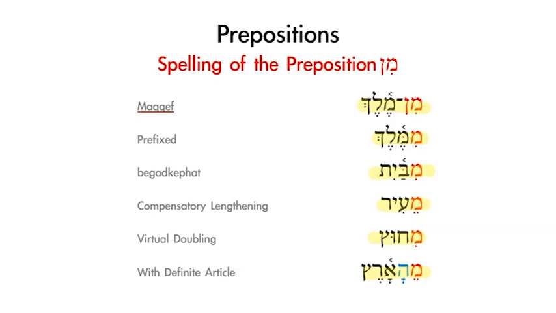Once again, it's important to know the variety of forms in which it appears, but it's more important to know the rules that govern that: the noon will assimilate as a dagesh forte, and you can get compensatory lengthening or virtual doubling, and it won't displace the hey because of the dagesh forte.